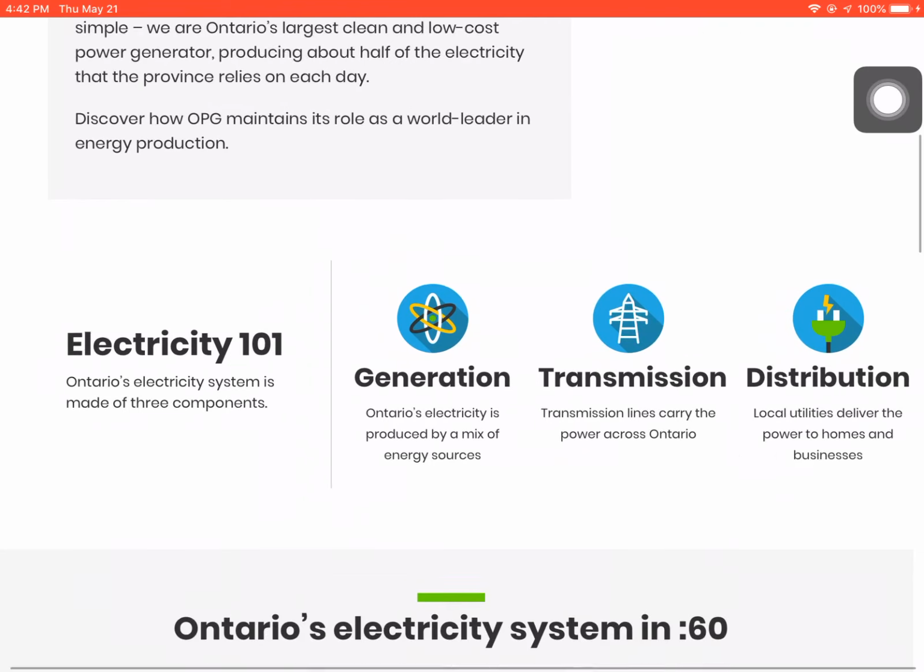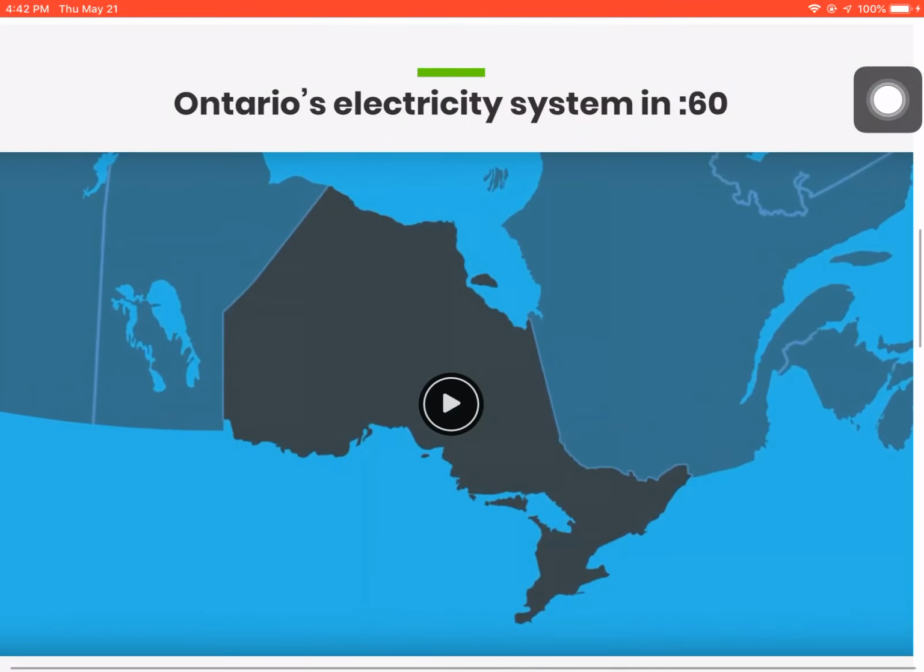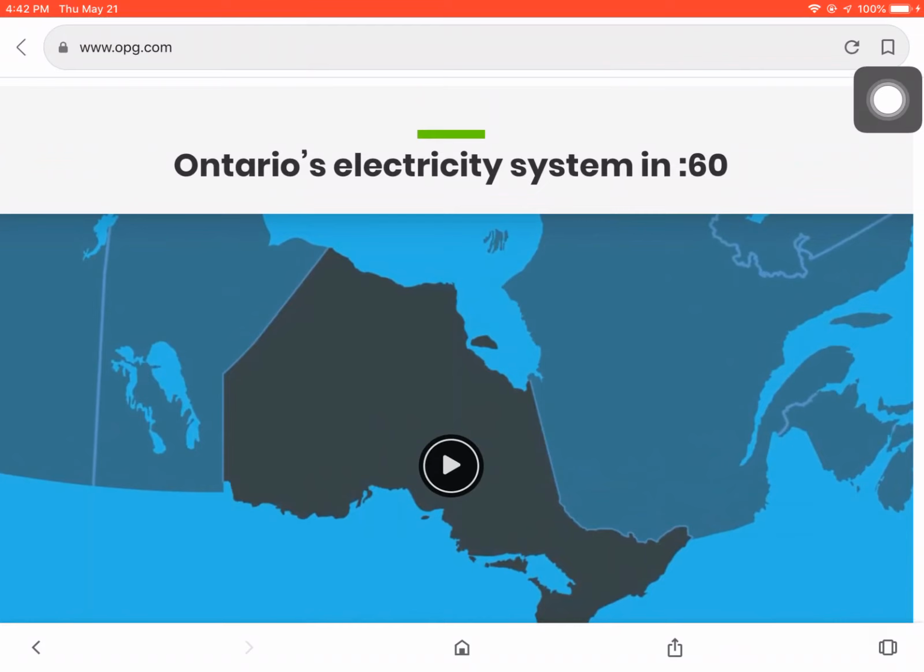Okay, so those are the three parts, and then as you scroll down here, you get to Ontario's electricity system in 60 seconds, and it's just a short little video, and there's some questions. So you'll see as you work through it, you may need to pause this as you're working through it, but you should be able to work your way through that OPG assignment.